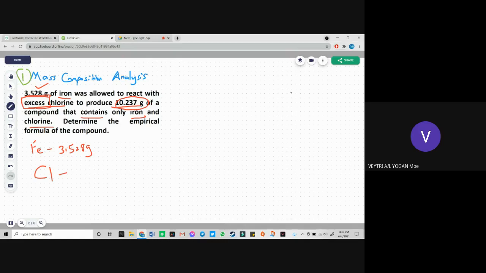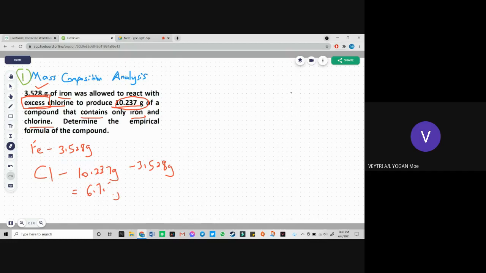Fe dah ada. Cari apa? Cl. So, ambil total dia 10.237 grams minus 3.528 grams. Okay, what is the answer for Cl? Anyone? What's the answer for Cl? 6.709. Yep, correct. 6.709 grams. Okay, now you will get 6.709 gram.